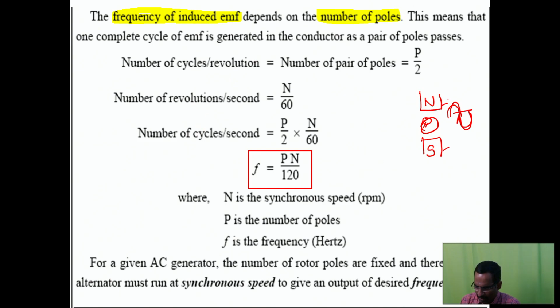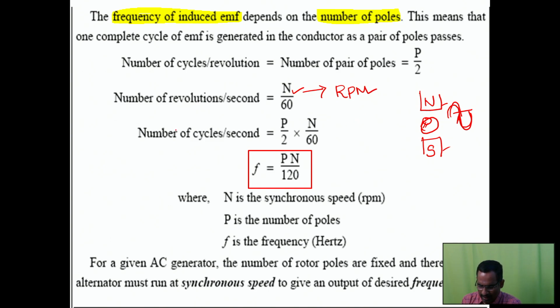If I am operating this, the conductor is connected with the prime mover. It is considered as the rotor, connected with the prime mover. The conductor keeps on rotating. The speed of this conductor is denoted by N. What is this N? N is the RPM, revolutions per minute.